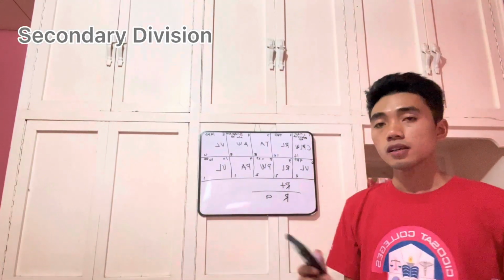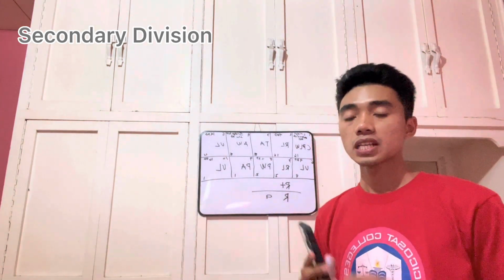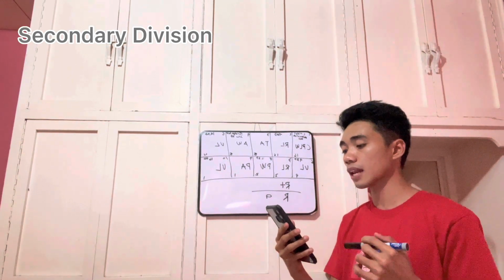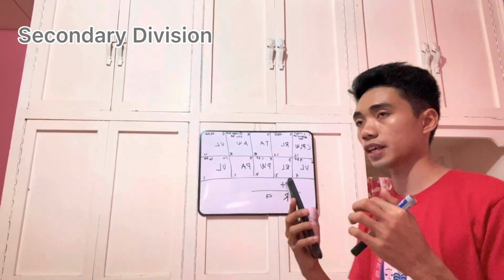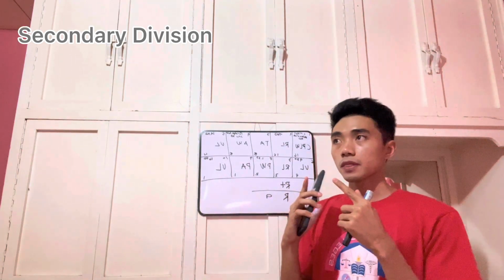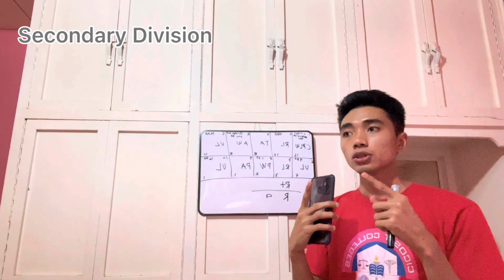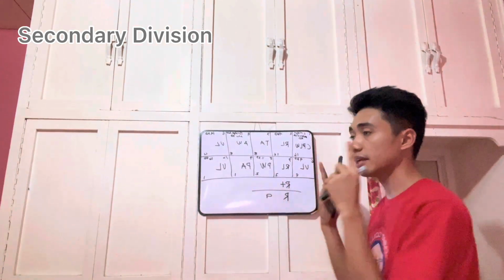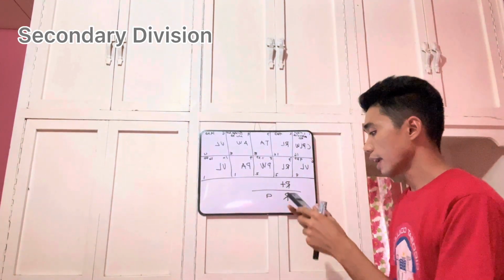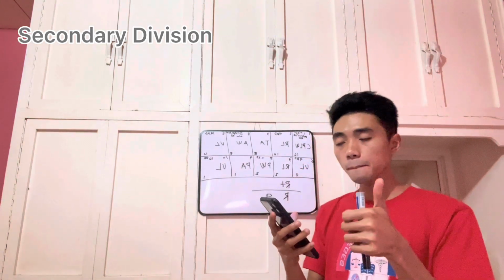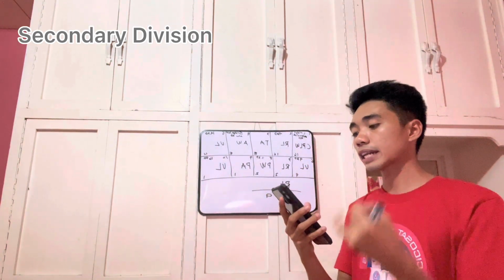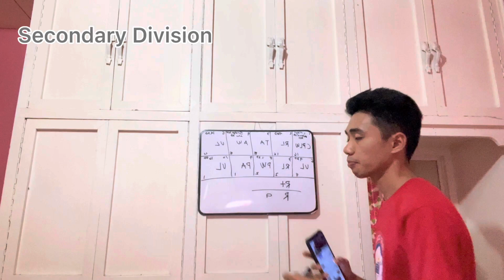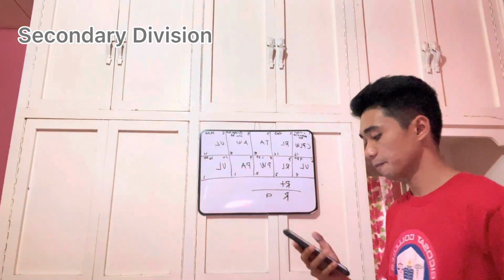So our next division is the secondary division. The secondary division is obtained by writing the capital letter symbol taken from the index finger. It says here that only the index finger gets a capital letter. Remember, the index is the capital letter, and the small letters are for the thumb, middle, ring, and little fingers.